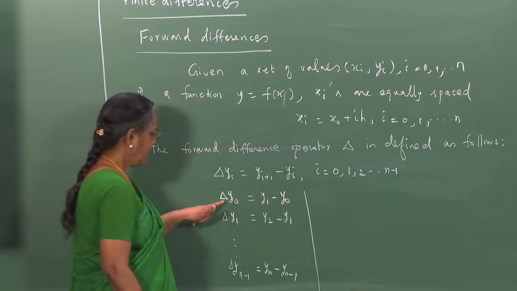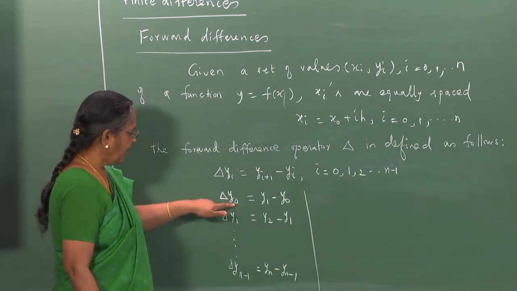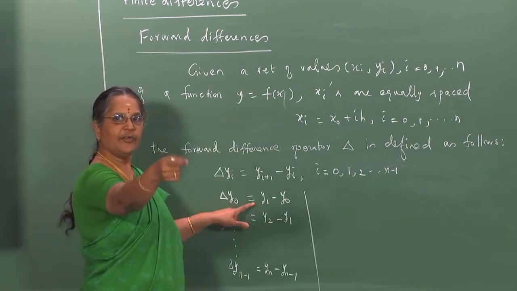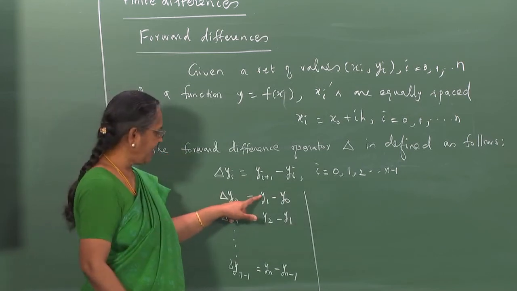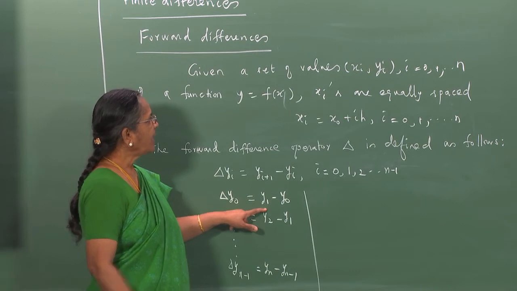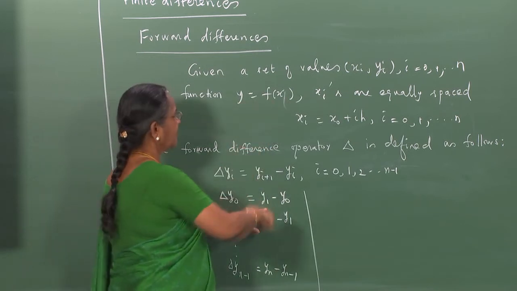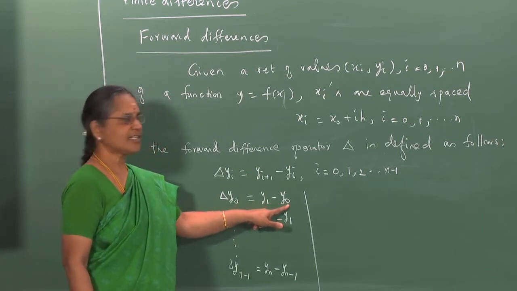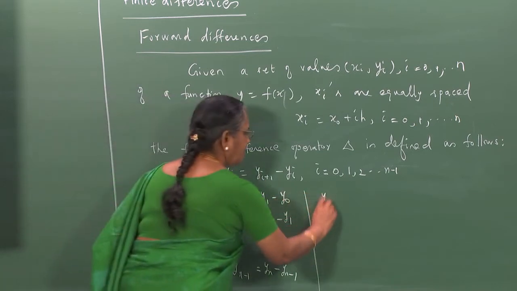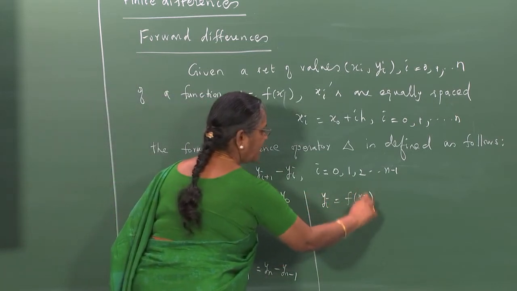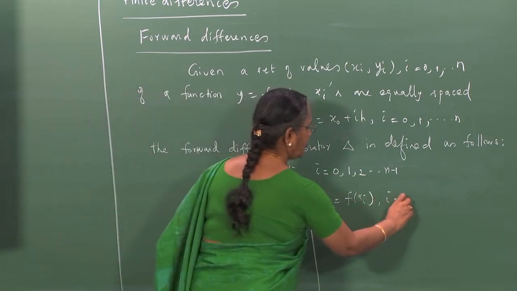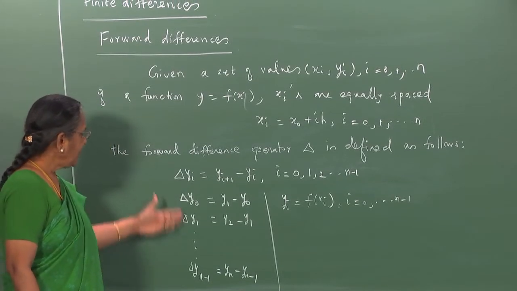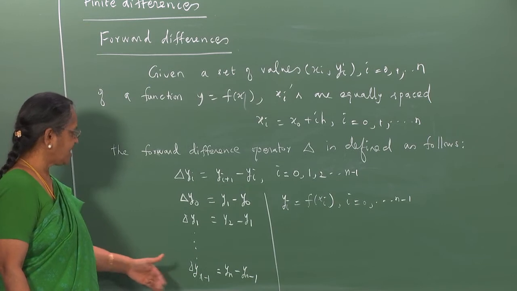So, what does delta do? When delta operates on y naught, it is equal to the value that y takes at the next point, namely y1, which is y at x1, namely f of x1, minus y naught, which is f of x naught. So, here by yi I mean f at xi for i is equal to 0, 1, 2, 3 up to n minus 1. So, these are the first order forward differences.